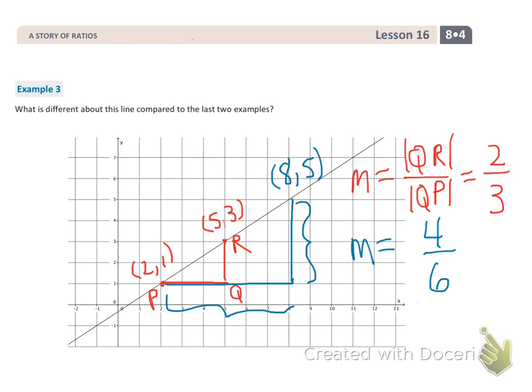But notice that these two ratios are equal. So whichever triangle I choose for my slope triangle, it's going to be similar to all the others, and they'll give the same ratio for QR over QP, or the vertical distance divided by the horizontal distance. So in this case, 4/6 is equal to 2/3. So both of those are measures of the slope.